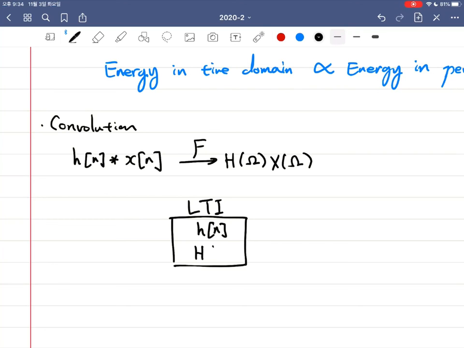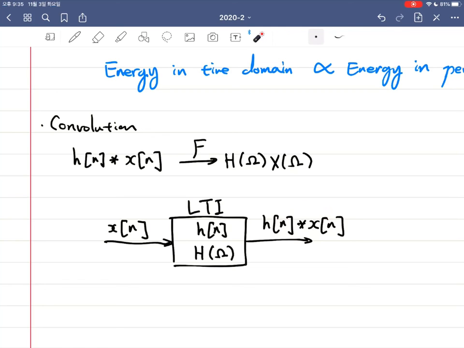And if you have the Fourier transform of this impulse response, which is represented by this capital H, and if you have an input of x[n], then the result can be obtained by the convolution in the time domain. However, in the frequency domain, it can be represented by this simple multiplication.